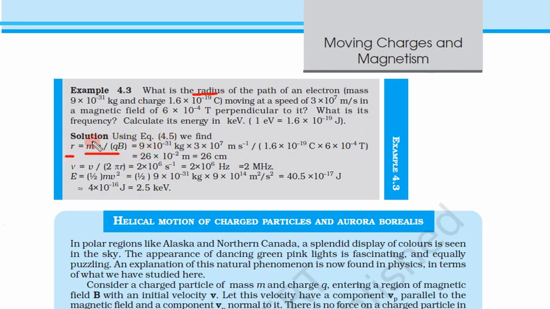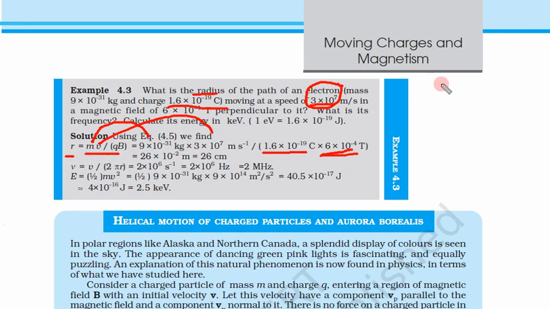So let us put the values. m is 9 into 10 to power minus 31. v is given here as 3 into 10 to power 7 meter per second. Again see, this velocity is very large. Divided by q, the charge on this electron, which is 1.6 into 10 to power minus 19, and this B is simply 6 into 10 to power minus 4 Tesla. So here it is given in Tesla.